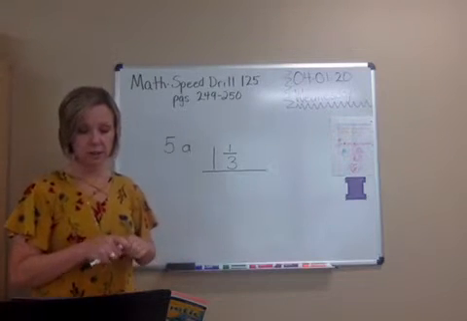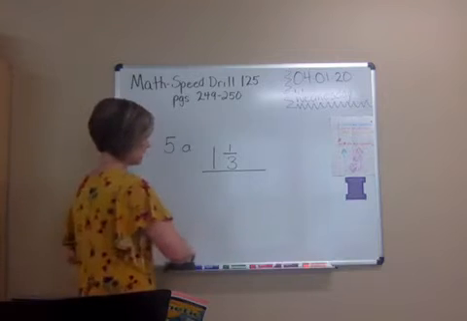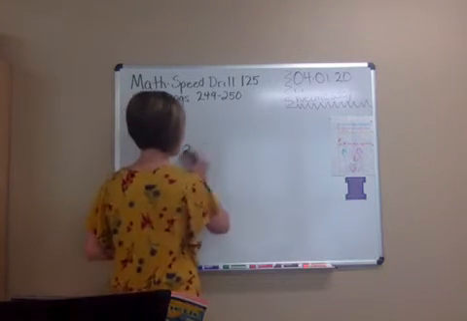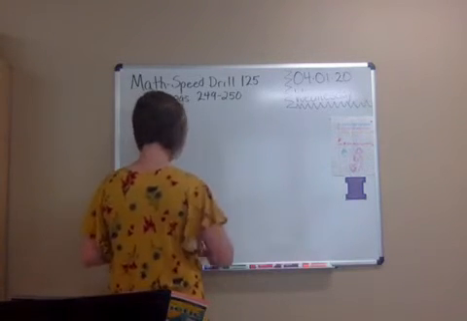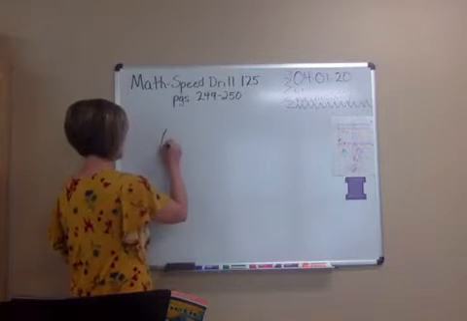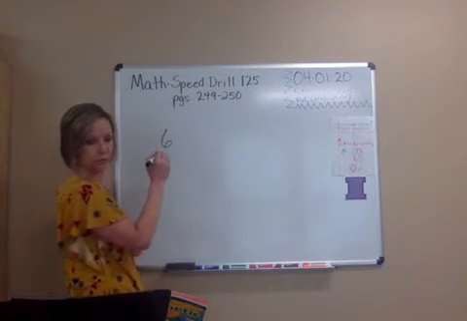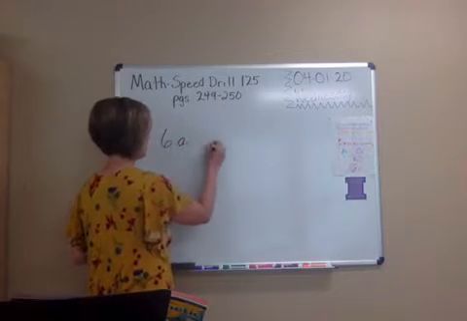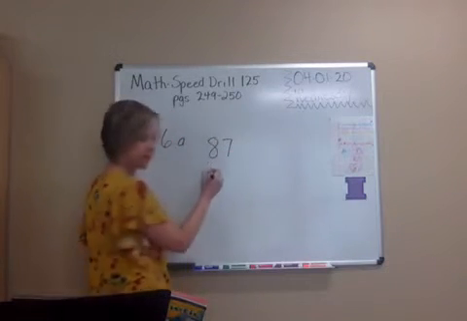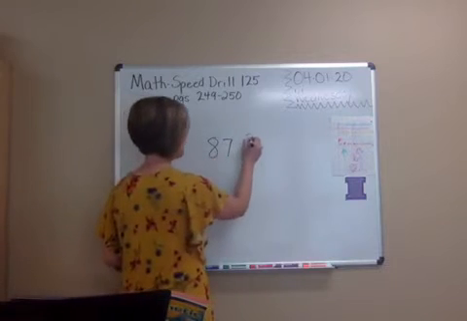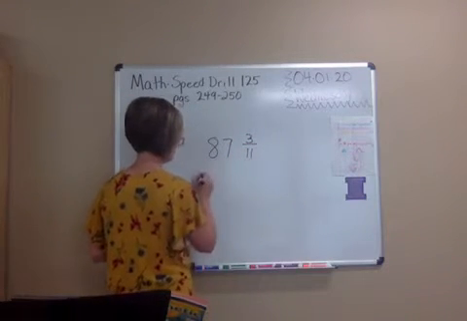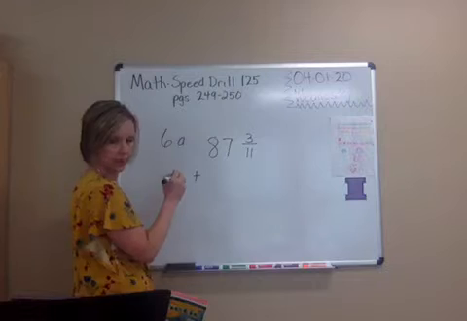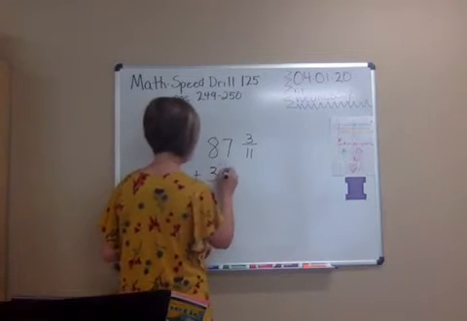Number 6, we are adding and subtracting mixed numbers. We're going to do one quickly together. 6, we'll do A together. My mixed number is 87 3/11 plus 31 2/11.